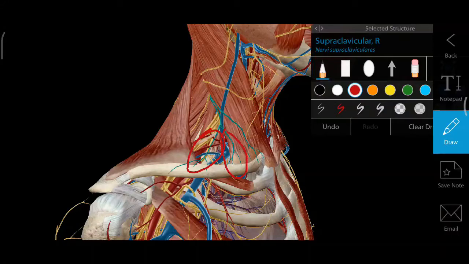And the medial one, the most medial side, it is going to supply the chest up to the second rib. So these were the innervations for the four cutaneous nerves.